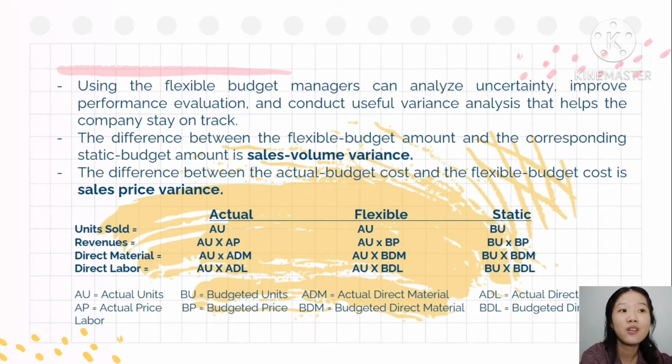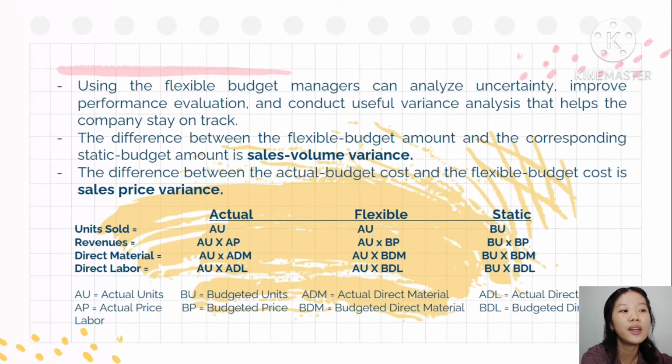Okay, next, the difference between the flexible budget amount and the corresponding static budget amount is called the sales volume variance. Then the difference between the actual cost and the flexible budget cost is called the sales price variance.